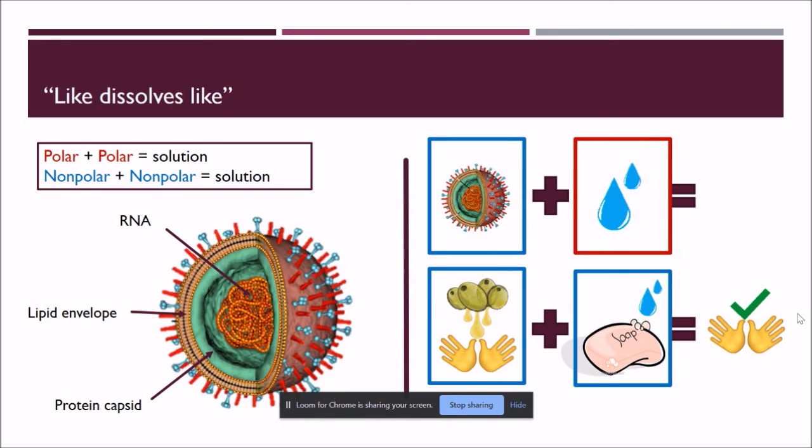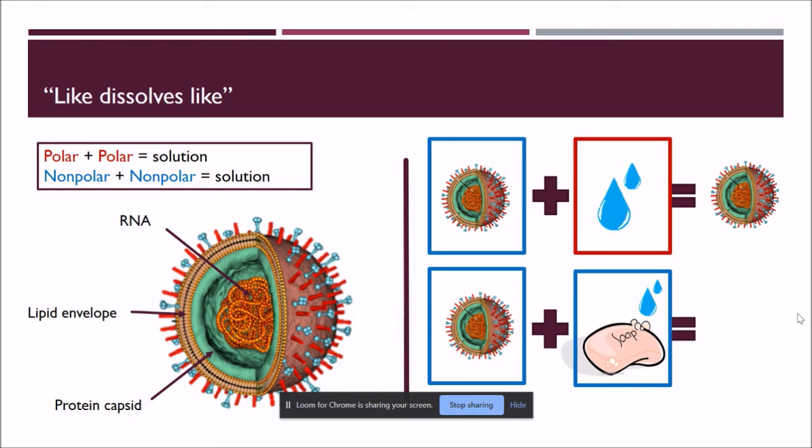When we put it with just water, it's not the same thing, so the virus is going to be pretty much unaffected. However, when we put the virus with soap, that nonpolar coat gets into contact with the nonpolar soap molecules, and we find that the virus is destroyed. What is happening here is that because they are both nonpolar, the soap molecules are going to mix with the lipid envelope. And when it mixes with the lipid envelope, it destroys it.